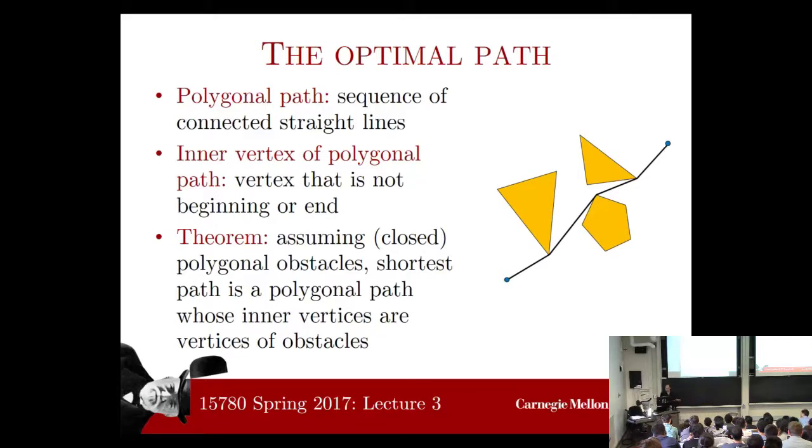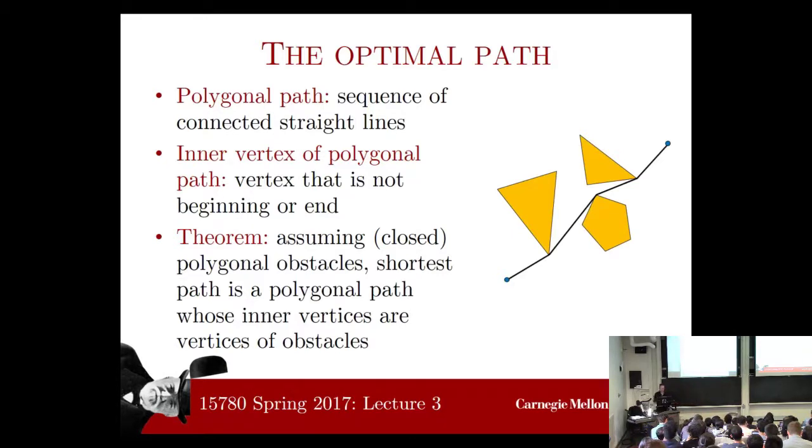And everything I'm saying is going to be in 2 dimensions, but it's also true in higher dimensions, or the appropriate generalization. So let's define a polygonal path to be a sequence of connected straight lines. Okay, so it's a path that consists of these straight lines, where you turn corners and go like this. And an inner vertex of a polygonal path is a vertex that is not the beginning or end. So it starts at S, it ends at T, and every other corner that it turns is an inner vertex.